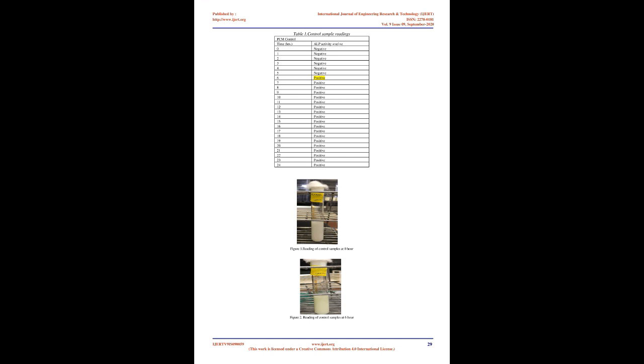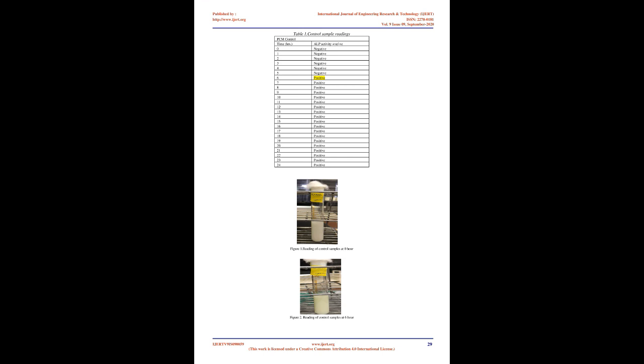milk for 24 hours. Table 2. Readings of copper test samples. Copper solution concentration effect on ALP test. Time, hours. 0.1%. 0.2%. 0.4%. 0.6%. 0.8%. 1%. 0. Negative.